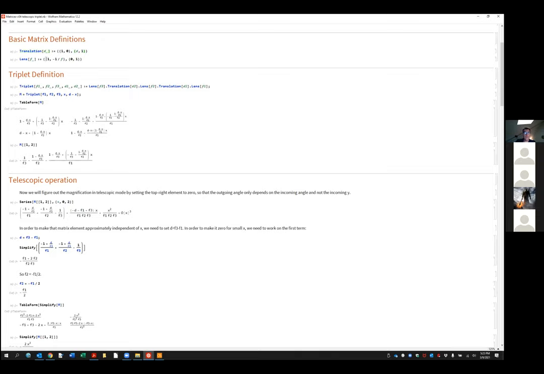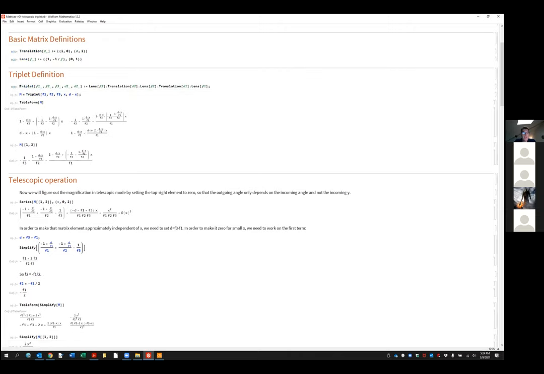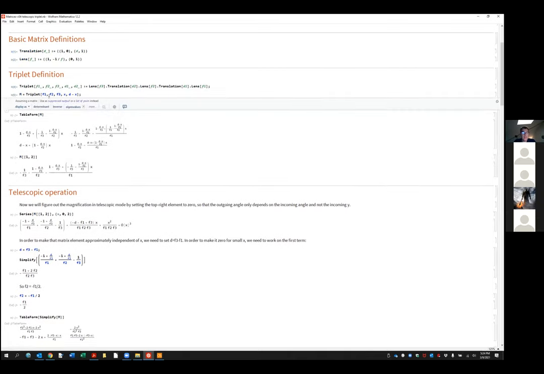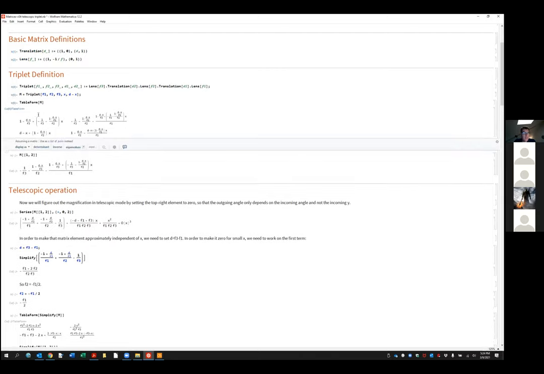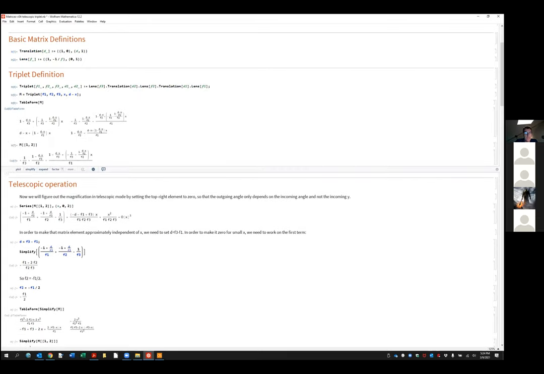Okay, so we start out as we always have to. We have to define our translation and lens matrices. Then I created a function called triplet. It just defines a triplet that way. And M is the matrix for a triplet with these three focal lengths and lens spacings X and D minus X. And we look at M, and we had said that element B, the upper right element, would have to be zero in order for this to work. So let's take a look at that.